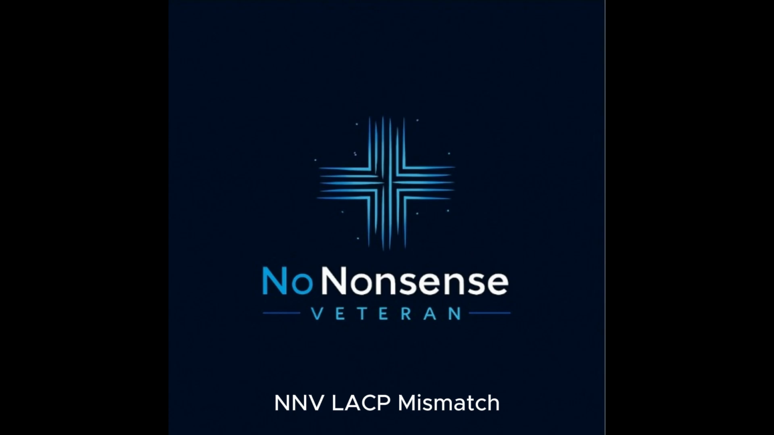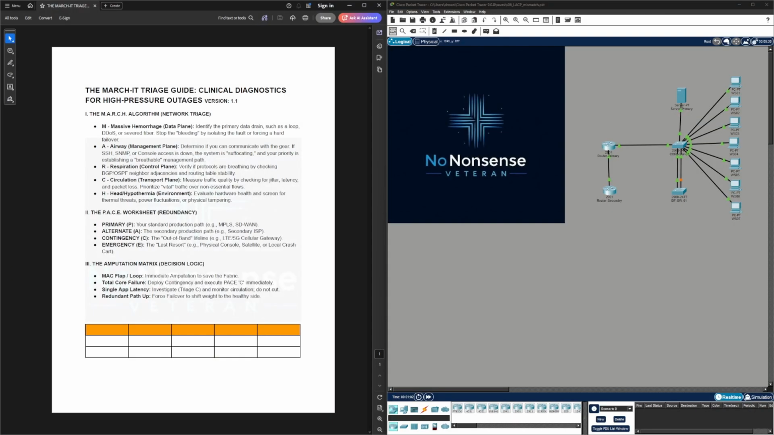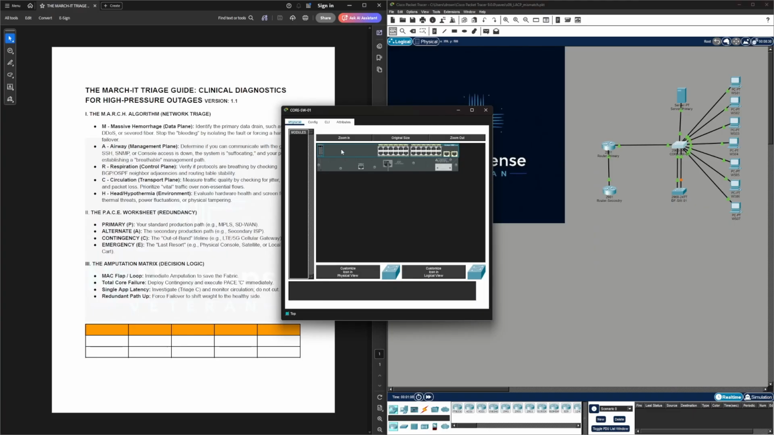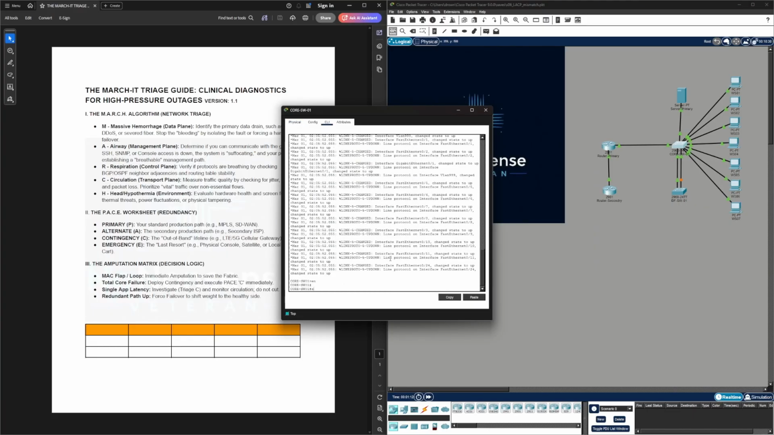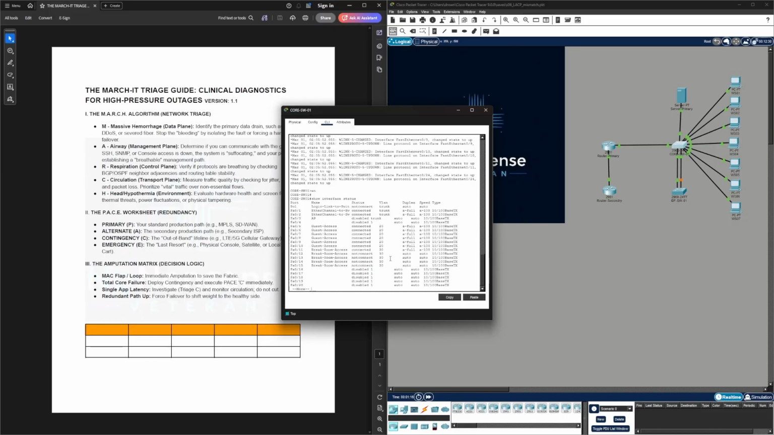In the March It doctrine, when physical links are up but traffic isn't moving, we check respiration, the control plane protocols. If the protocols aren't breathing, the network is suffocating. Today, we are triaging a severed handshake on the control plane. Let's look at the core.